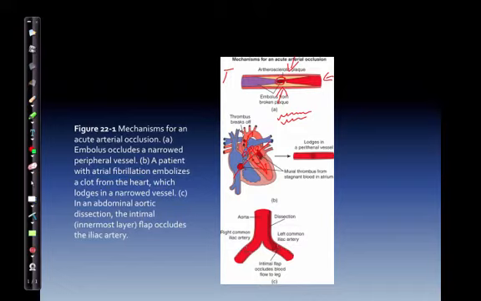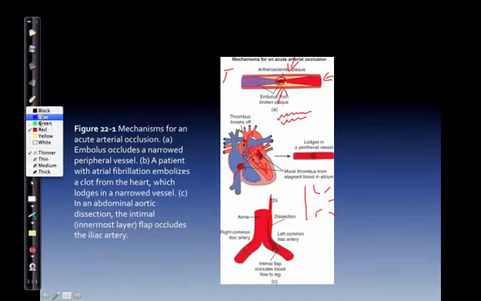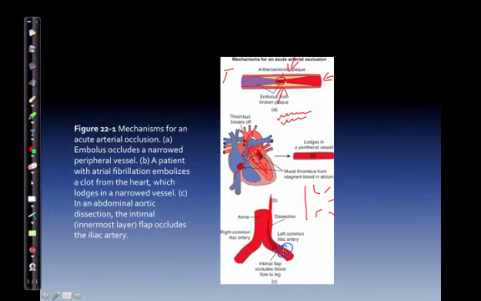And then C, in an abdominal aortic dissection, the intimal layer or the innermost lining flap occludes the iliac artery. So we have all types of aneurysms, ones that blow out. This one here, the inside layer, or the intimal layer of the vessel sloughs off. So that sloughing, there's tissue now in that layer, and what that tissue does is it occludes blood supply to the distal areas.